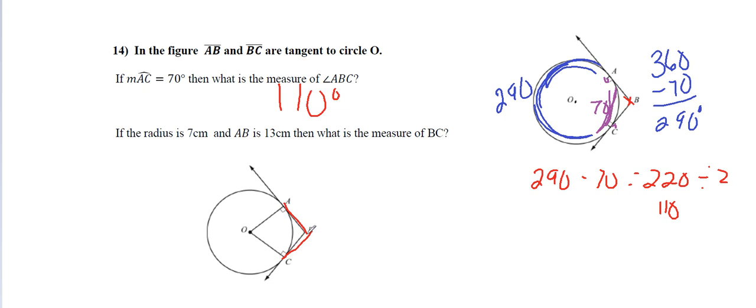For the next one, you most likely remember, but when you have two tangents that touch the circle, those values have the same values from the same external point. So how these both come from B, that means these are the same, so it's 13.